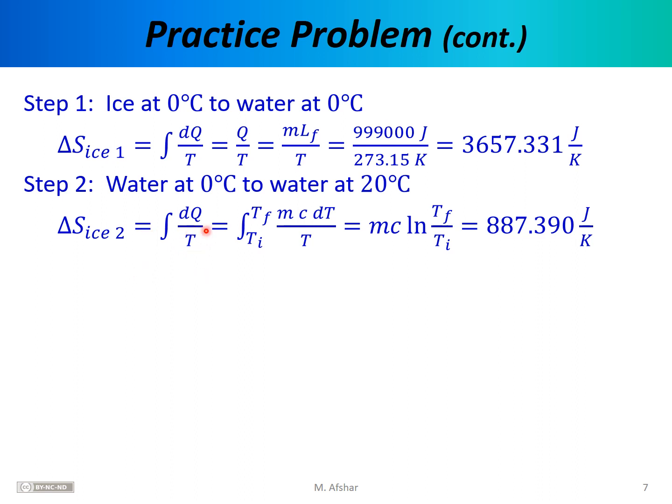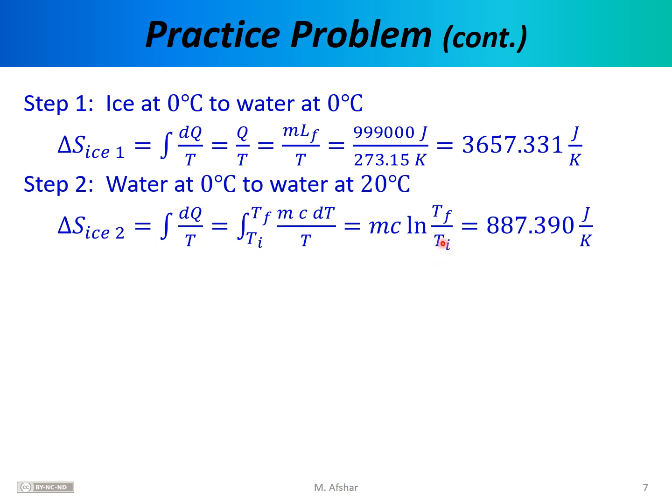We know that for a temperature change, Q is equal to mc delta T. We want to use the infinitesimal version of that equation, so we're going to replace dq with mc dT. The mass and the specific heat capacity are constants, so we'll bring them out of the integral. The integral of dT over T is simply the natural log of T. When we plug in the limits of integration, we find mc times the natural log of Tf over Ti.